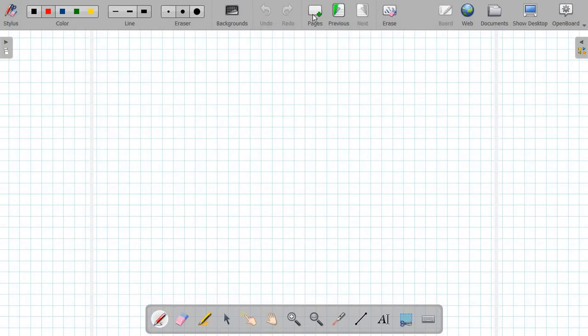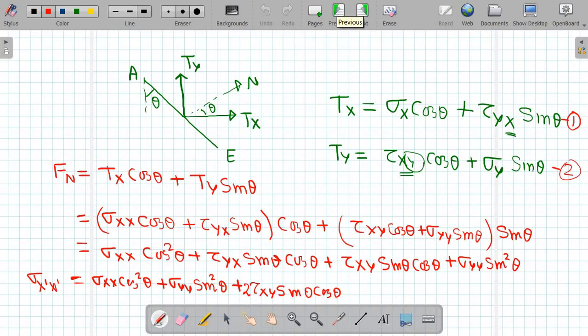Now can I rearrange this into a different form? Now this is the expression. If you recall the trigonometrical functions, then you may find that cos square theta is equal to 1 plus cos 2 theta divided by 2. Similarly, sin square theta is nothing but 1 minus cos 2 theta divided by 2. And of course, 2 sin theta cos theta is equal to sin 2 theta.